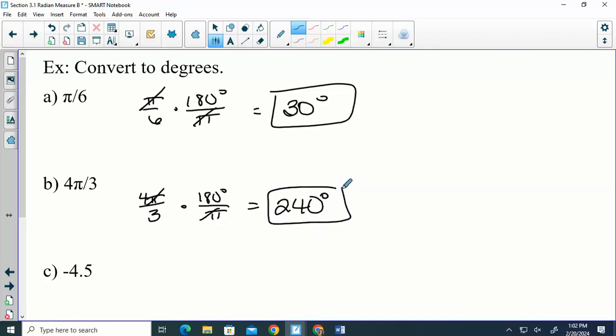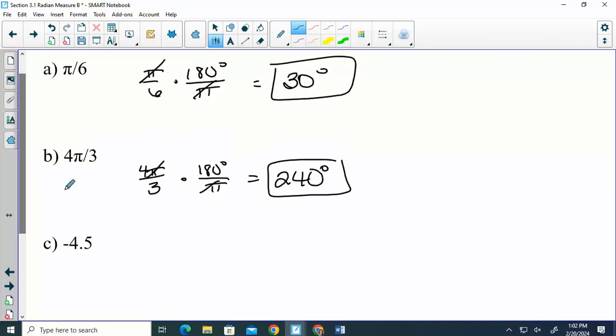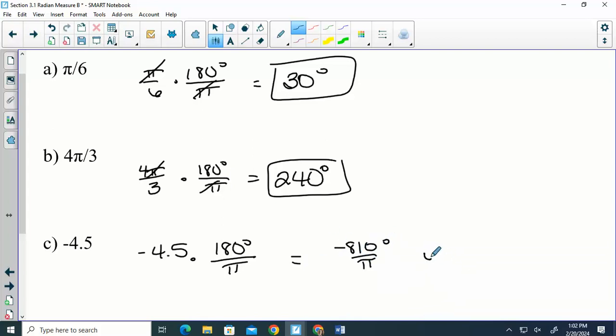240 degrees. Negative 4.5. If I want to change that into degrees, a couple different ways you could write this. The pi doesn't cancel out this time. So you could do negative 4.5 times 180, and write it as negative 810 over pi degrees.